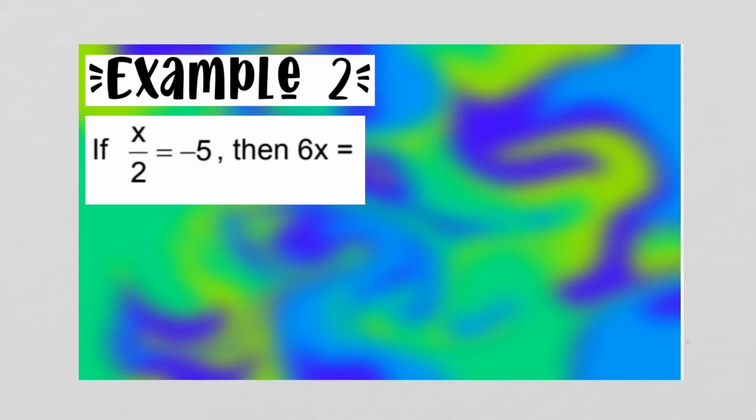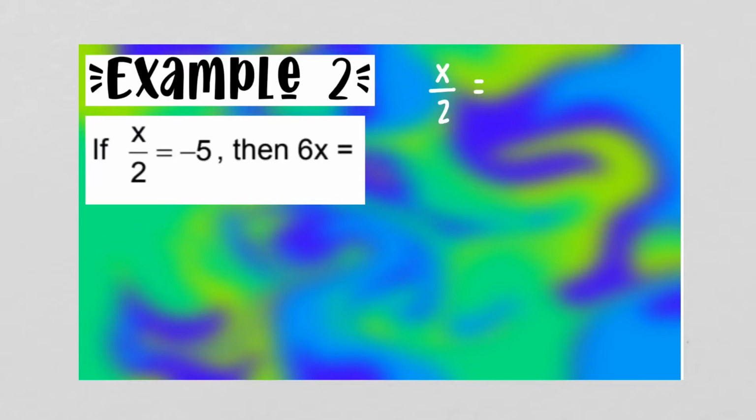Alright, don't freak out. Example 2 looks super scary. Maybe not, maybe that's just me. But I tell you, if x divided by 2 equals -5, then what is 6x? And what's scary about this is that fraction. For some reason in our mind, we're like, oh my gosh, it's a fraction. I can't do it. I can't do any sort of math. Let me just give up. But that's not the case here. It's super simple. So I'm just going to rewrite it over to the right.